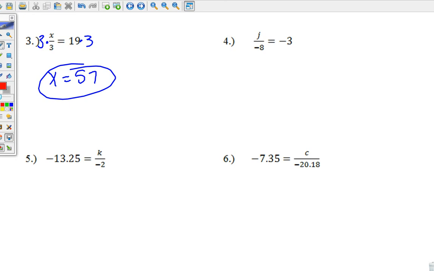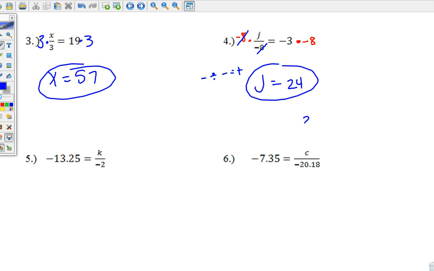Number 4, we have dividing by negative 8. So you can kind of think about it this way. The opposite of dividing by negative 8 is multiplying by negative 8. So we are going to take this equation here, multiply by negative 8 on both sides. So what happens is this negative 8 and negative 8 cancel out. And remember your multiplication rules. A negative divided by a negative is a positive. And that's what we want. So those cancel out, and we get positive 24.